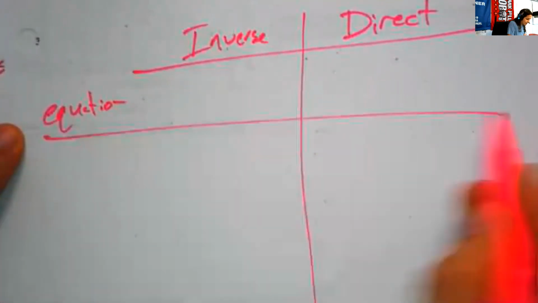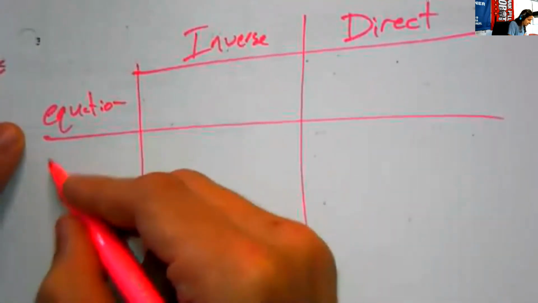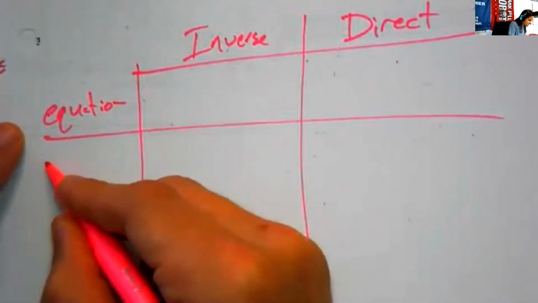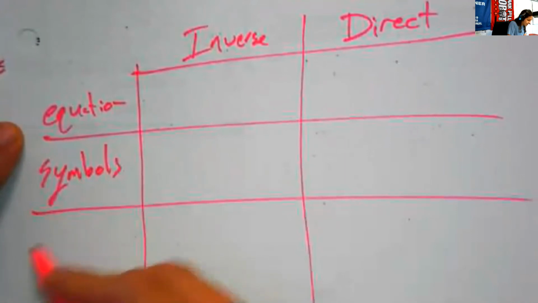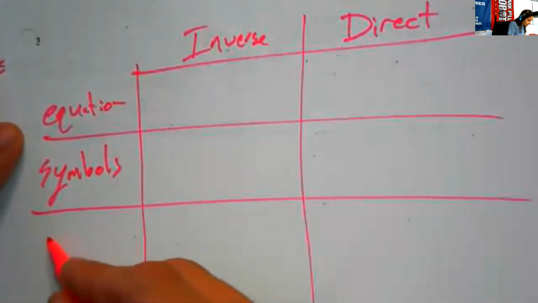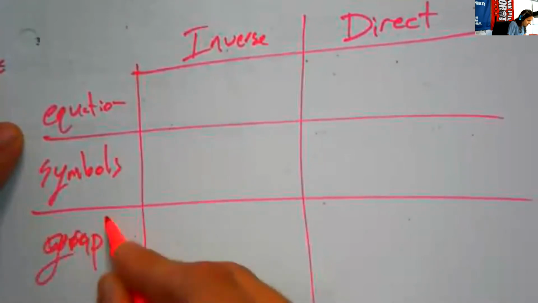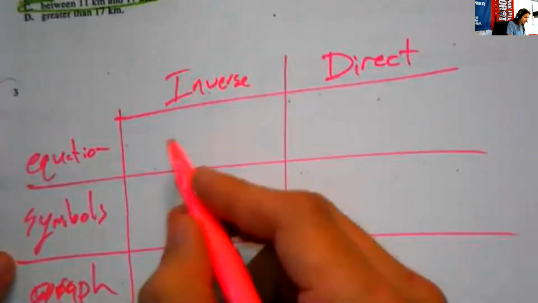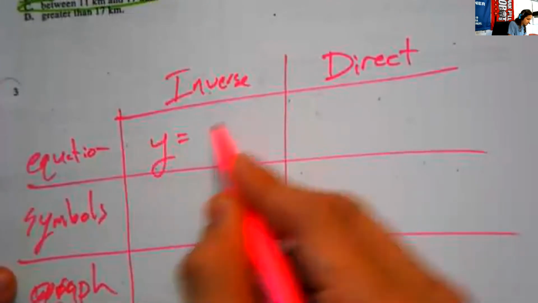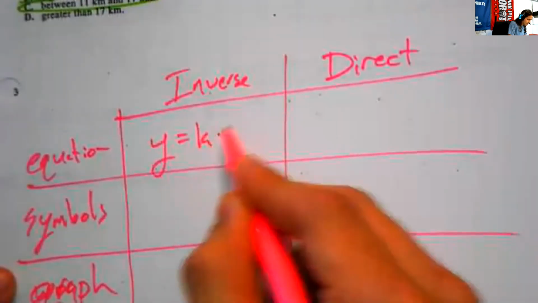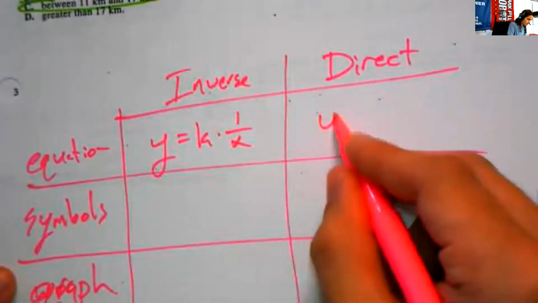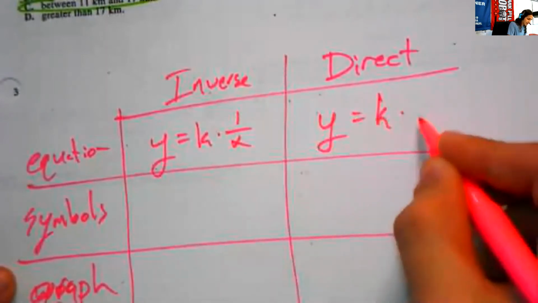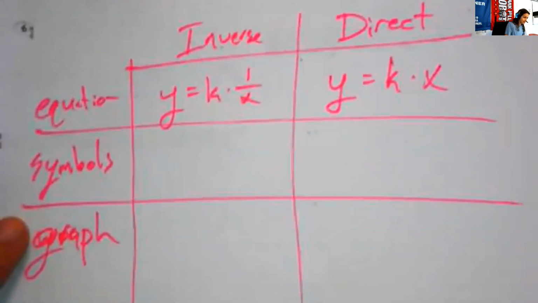What does that look like in symbols? What does it look like in words? Or, let's just say, what does it look like on a graph? In an equation, inverse looks like y equals k times 1 over x. Direct looks like y equals k times x. That probably doesn't help you very much.